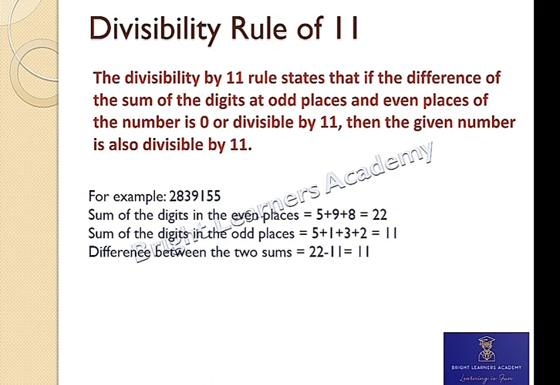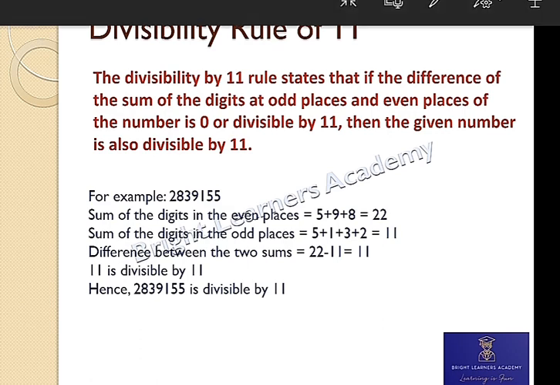Now the third step is to find the difference between these two sums. In the first step I got 22 as the sum, and in the second step I got 11, and in the third step I have to take the difference between these two sums. So 22 minus 11 is 11. Now 11 is divisible by 11, right? So it means 28,39,155 is divisible by 11.